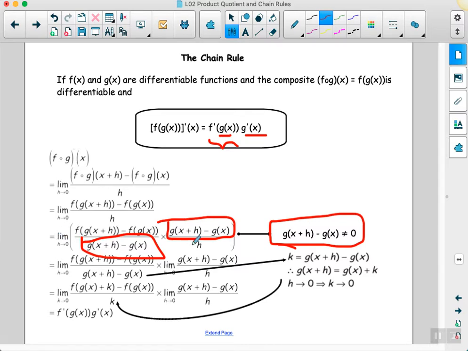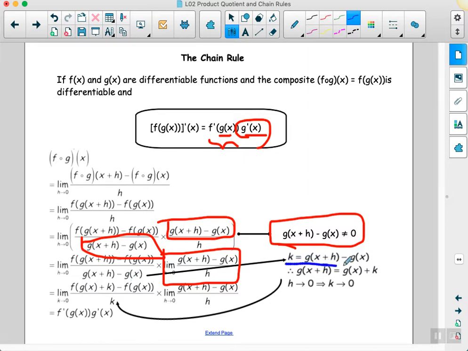And now I have the limit of a product, and I've already broken it up the way I wanted it to be set up, so I now can split this into the product of two limits, the product of this one times that one. This I can definitely see right here. I hope you can see that that's g prime at x. All right, now what are we going to do with this next little piece? Because this next little piece has f at g at x plus h minus f at g at x, all divided by g at x plus h minus g at x.